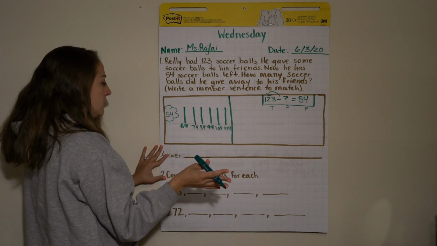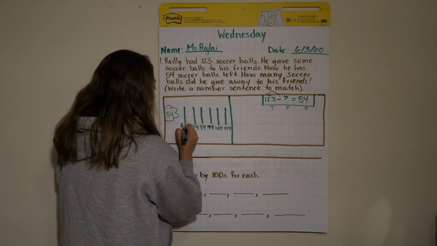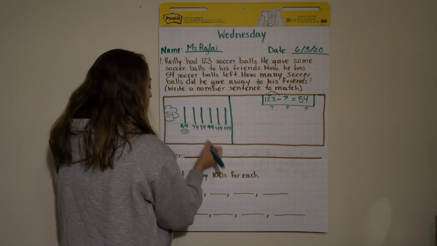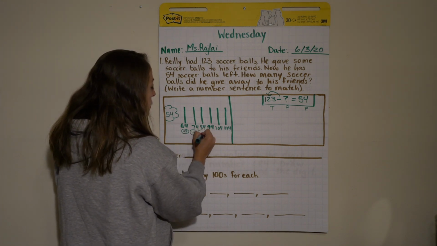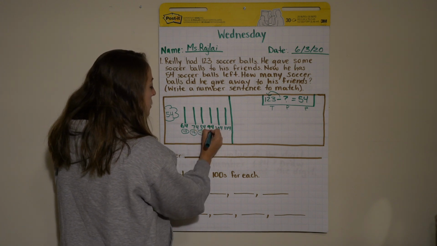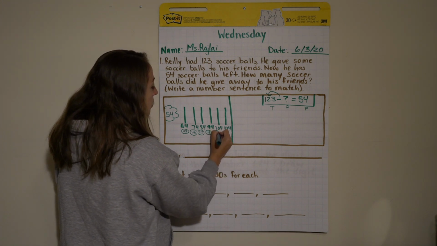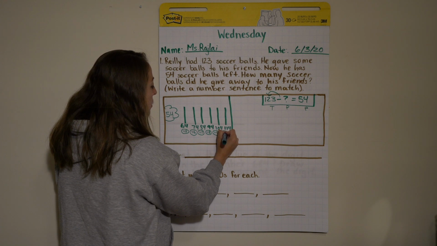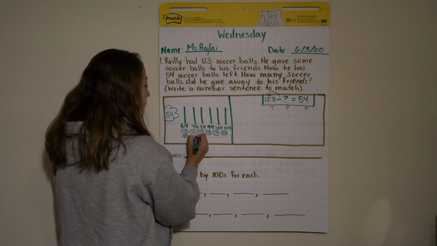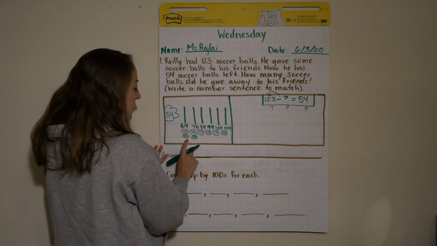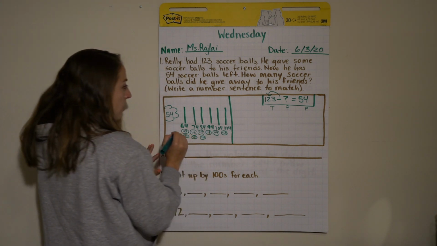So now I have to count by ones. Okay, so 114, 115, 116, 117, 118, 119, 120, 121, 122, and I'm making this small so I can fit a number sentence down here. 123. Okay, so we're stopping there.